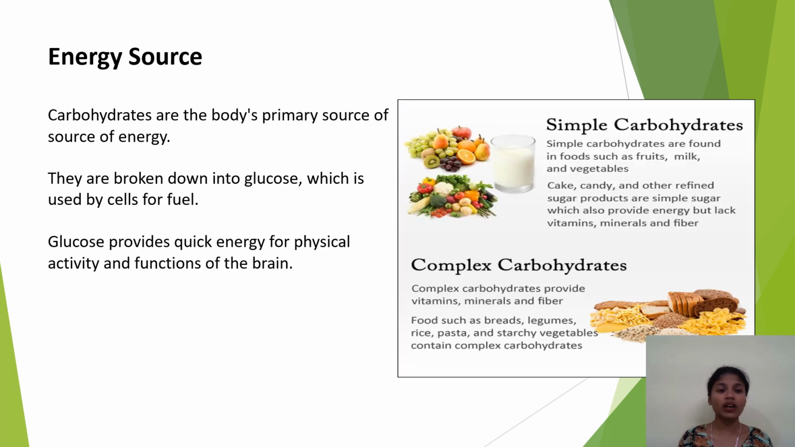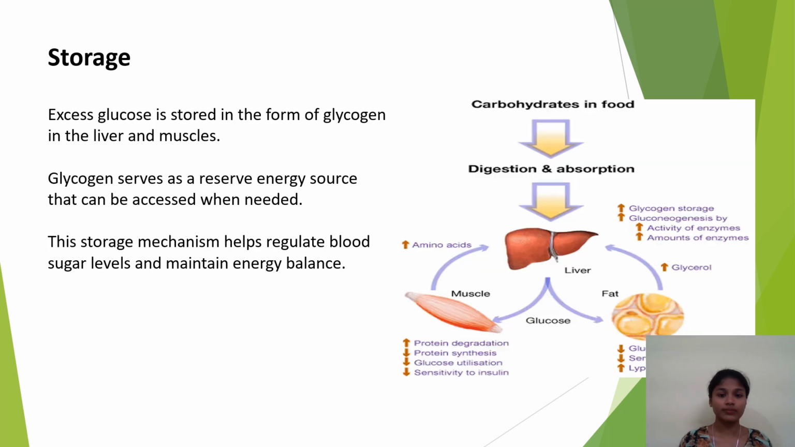Energy source. Carbohydrates are the body's primary source of energy. They break down into glucose, which is used by cells as fuel. Glucose provides quick energy for physical activity and brain function. Simple carbohydrates are found in foods such as fruits, milk and vegetables. Cake, candy and other refined sugar products are simple sugars which also provide energy but lack vitamins, minerals and fiber. Complex carbohydrates provide vitamins, minerals and fibers.